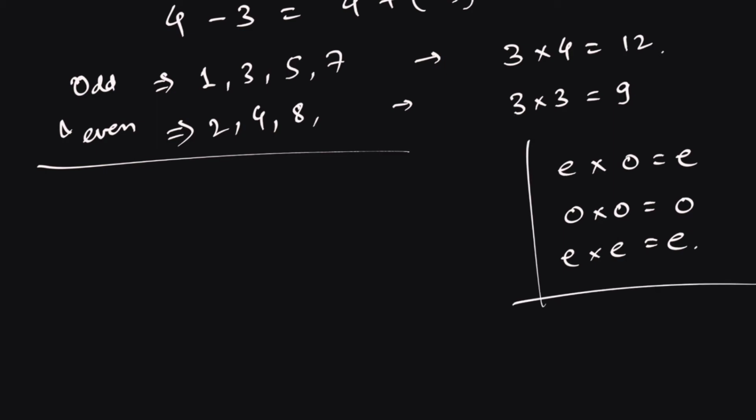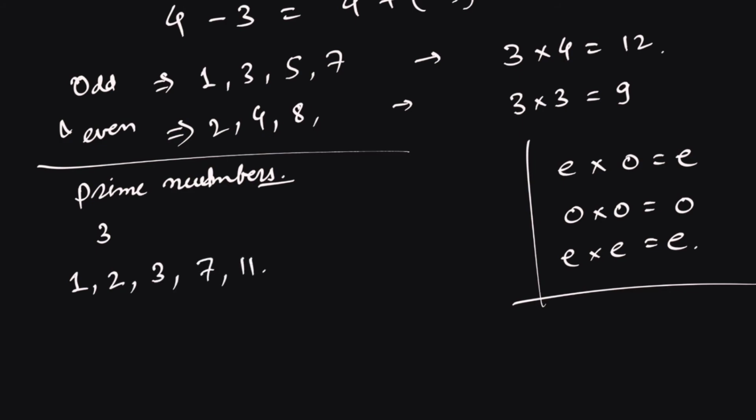Apart from this, there are prime numbers. Prime numbers are numbers which cannot be divided by anything other than themselves and 1. So for example 3, you can't divide by anything other than 3 and 1. So we have prime numbers such as 2, 3, 7, 11, 13, and so on and so forth.